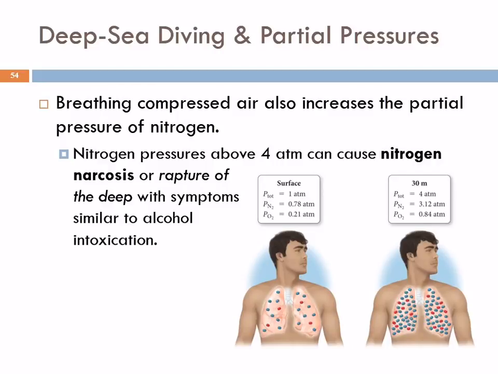So here at the surface, the total pressure of the air that you're breathing is 1 atmosphere, and so your nitrogen partial pressure is 0.78. 30 meters below the surface, in order to be able to breathe at all, the pressurized tank has to be 4 atmospheres. And so that gives you a partial pressure of nitrogen of 3.12 atmospheres. That's going to mess you up.